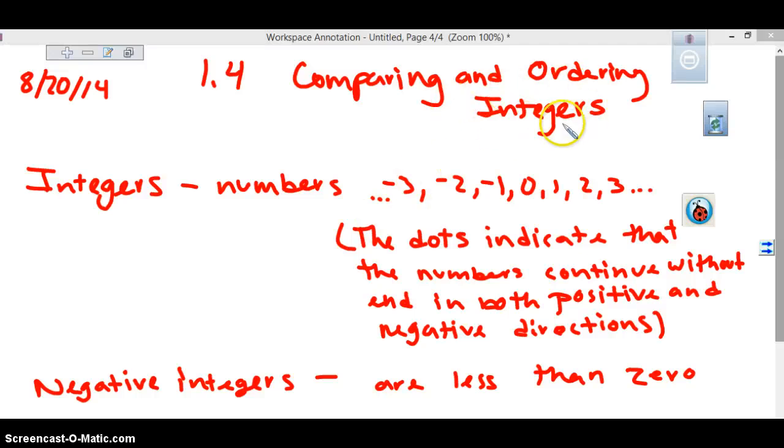Today we're comparing and ordering integers. Integers are numbers, for example, -3, -2, -1, 0, 1, 2, and 3. These dots at the beginning and at the end mean that the numbers continue without end in both directions, in both the positive direction and the negative direction.